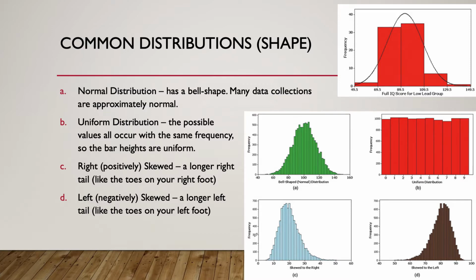A right or positive skewed histogram, this is where it has a longer right-hand tail and has most of the data to the left. Kind of just like the toes on your right foot. Likewise, for a left or negatively skewed, a longer left tail, and all the data is here on the right, and that would be like the toes on your left foot.